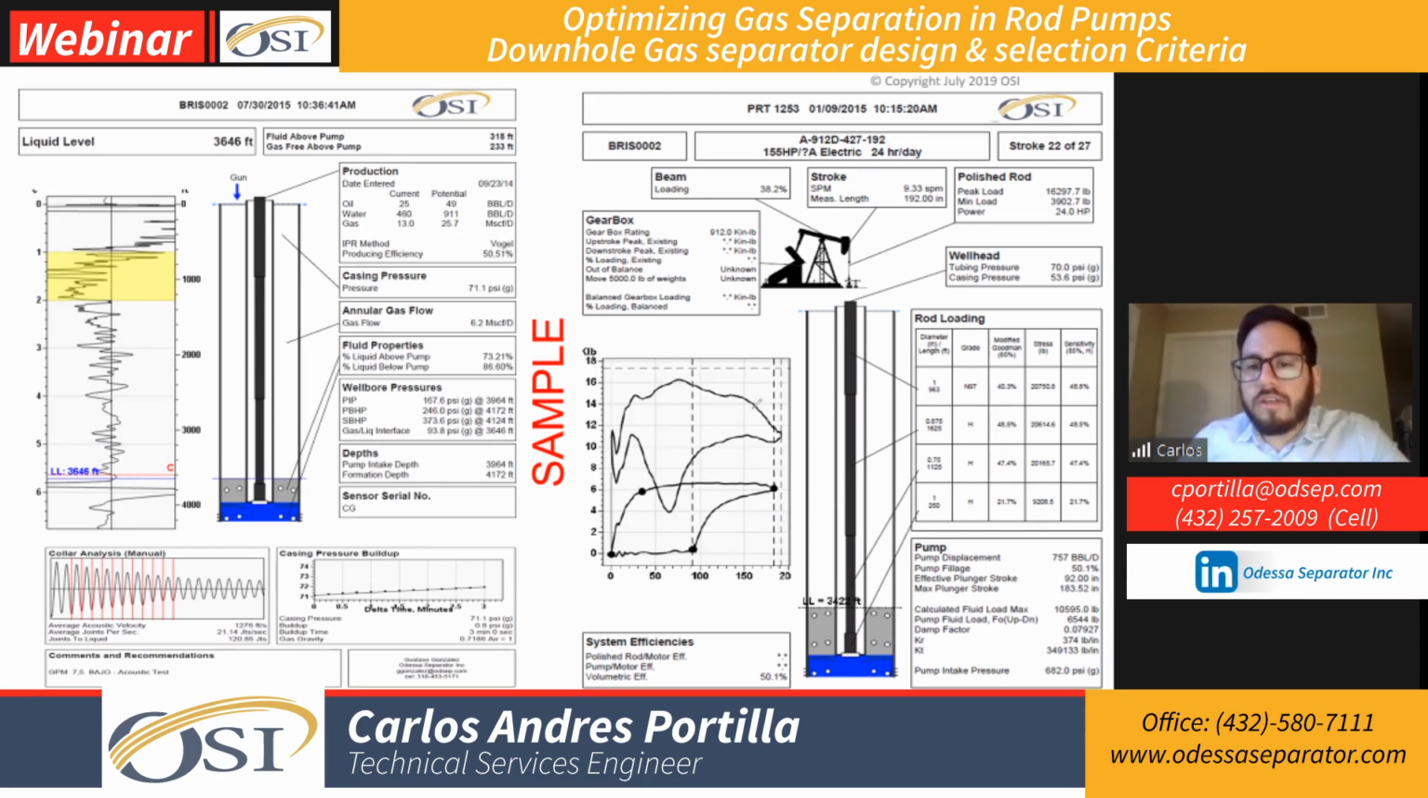And also here we can see the same effect of the gas interference. It's affecting our pump card, which should be something like this. So this is what we're aiming for. What we need to do is eliminate that gas flowing inside of the pump. Okay, let's move on.